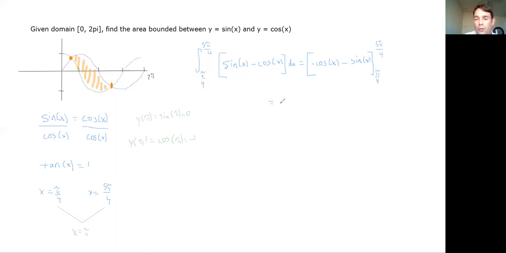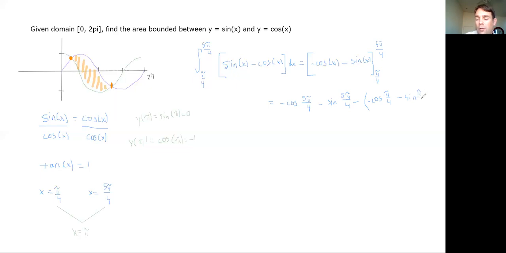All right, so we plug them in here. So negative cosine of 5 pi over 4 minus sine of 5 pi over 4. And I'm going to subtract negative cosine of pi over 4 and negative cosine or minus sine of pi over 4.